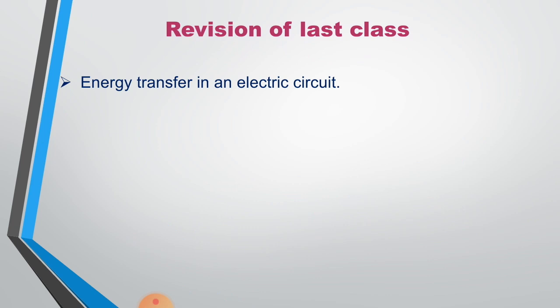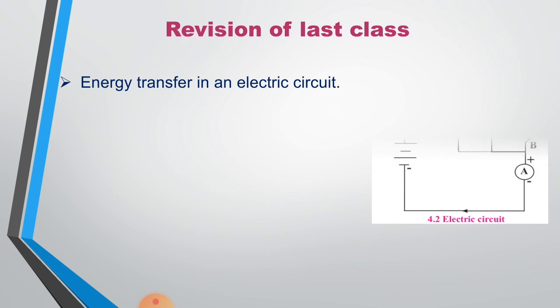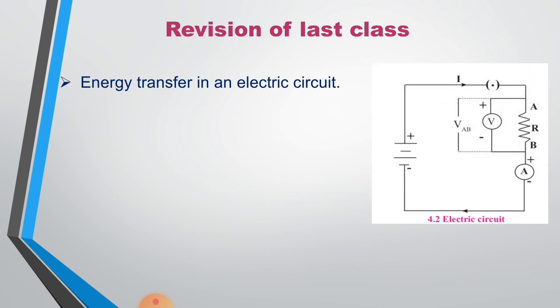In our last class we have learnt about energy transfer in an electric circuit. Yes, hope you remember. Here we have seen one diagram of an electric circuit. This is called the battery, then I, which means current, this is a plug key. This is called potential difference. Then here is a positive terminal, here is a negative terminal.